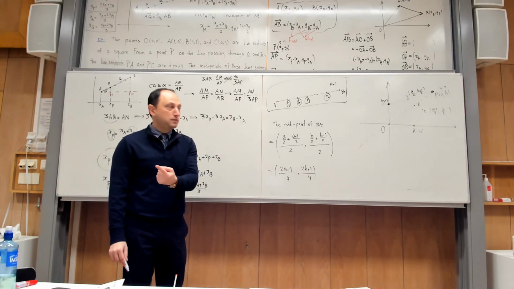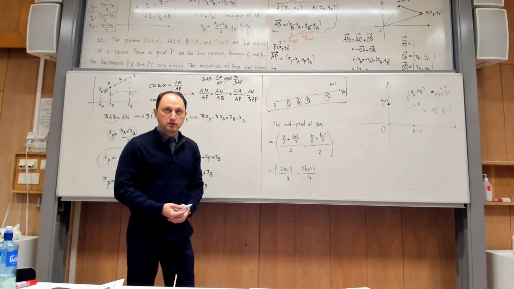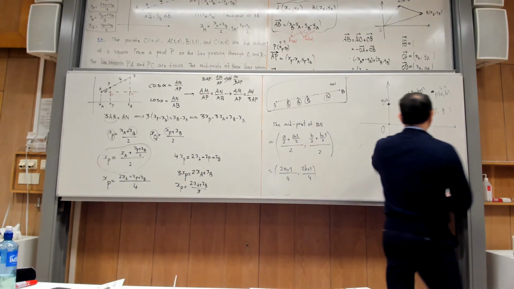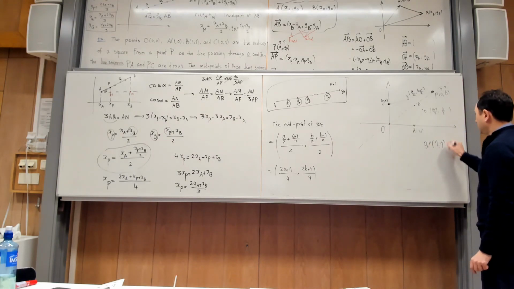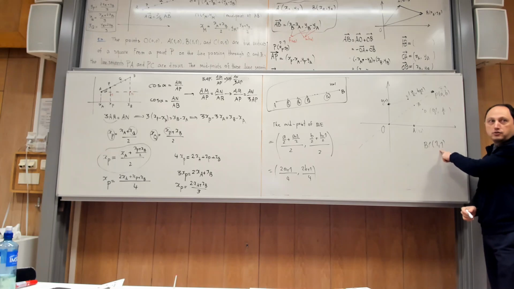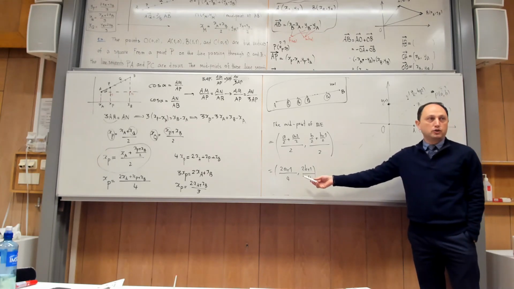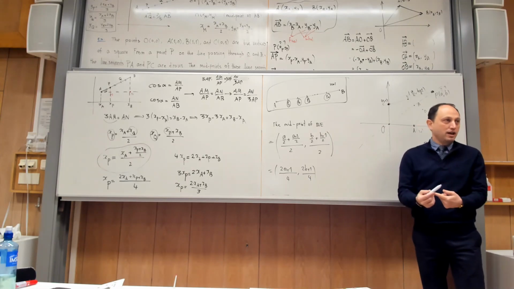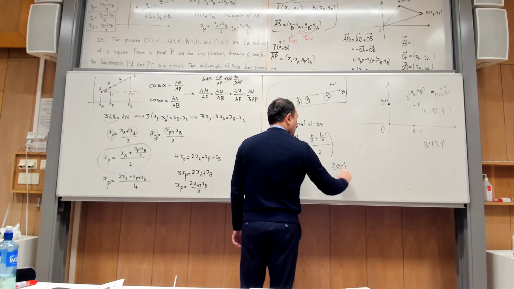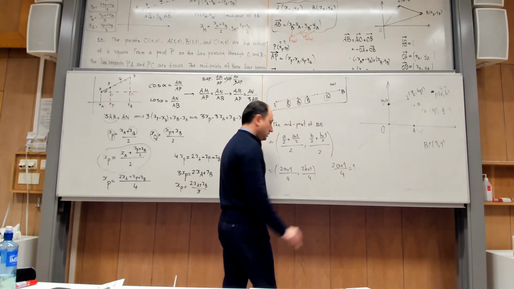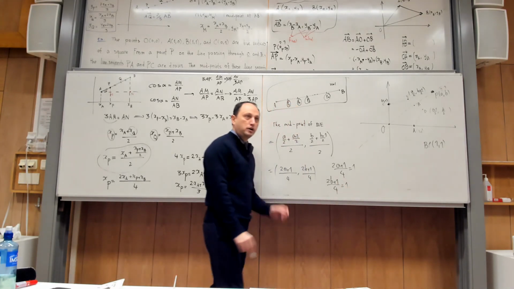But according to the problem, this midpoint and point B should coincide. I know the coordinates of B. What are the coordinates of B? 1, 1. According to the problem, this is the coordinate of B. According to my calculation, these are the coordinates of B. They should be the same. Yes? So it means that 2A plus 1 over 4 should be 1. 2B plus 1 over 4 should also be equal to 1.